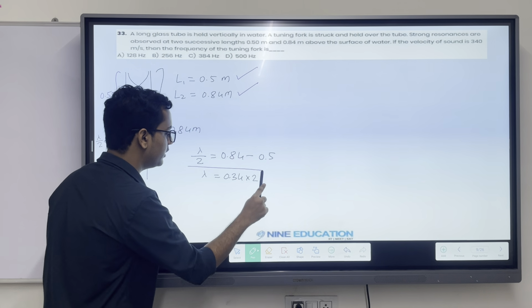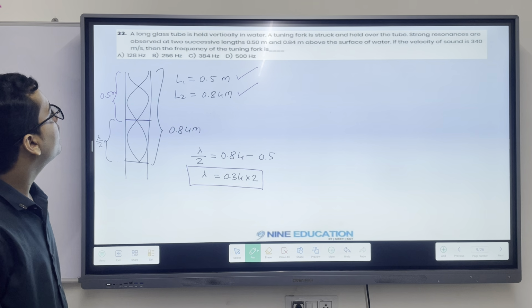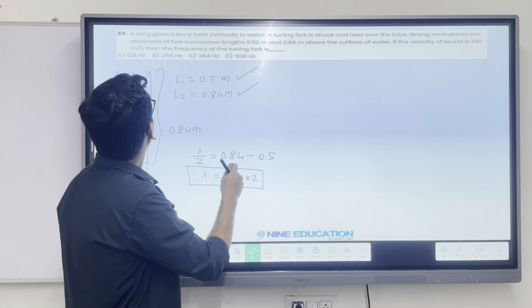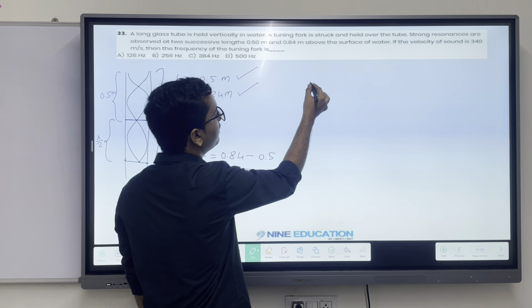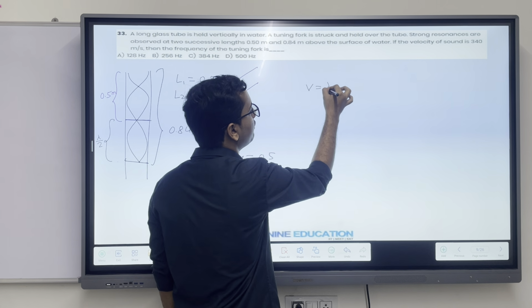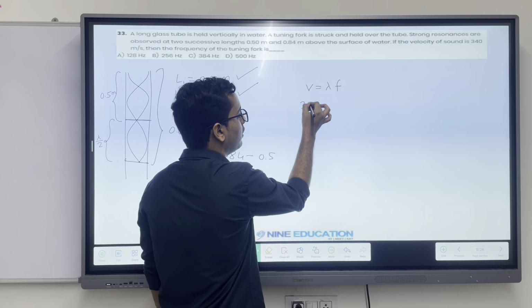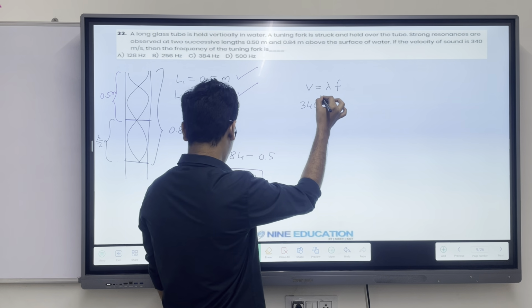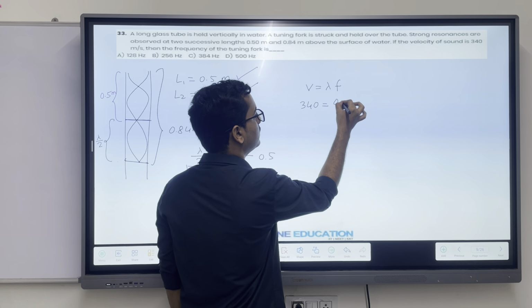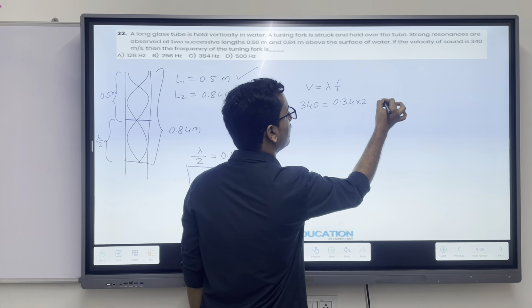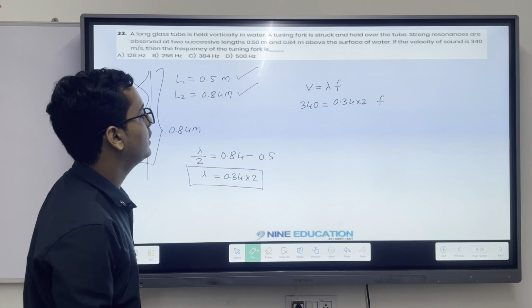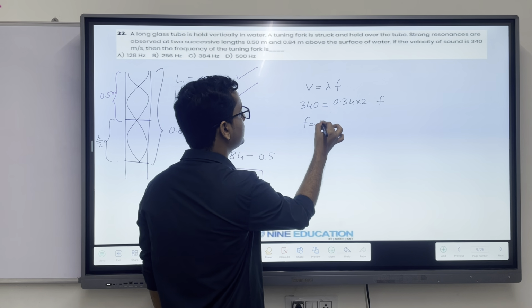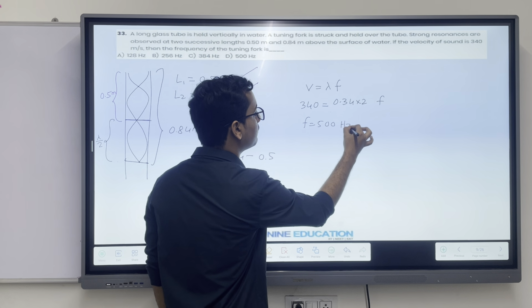Lambda is equal to 0.34 into 2. What do you need to find? You need to find the frequency of the tuning fork. Okay. Velocity of the sound is given. You have this relation, V is equal to lambda f. Velocity of the sound is 340. Lambda is 0.34 into 2. Frequency is what you need to find. Okay. From here, I get frequency as 500.